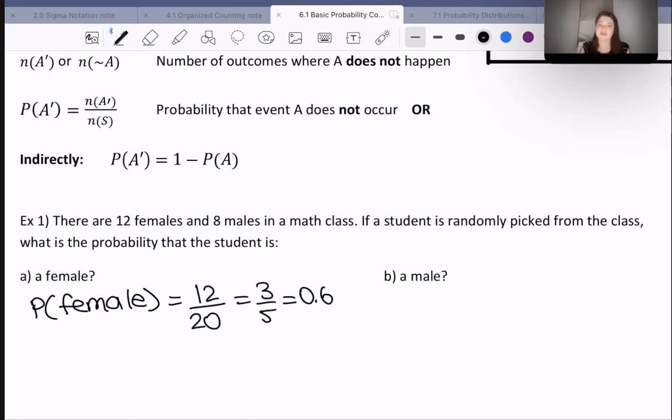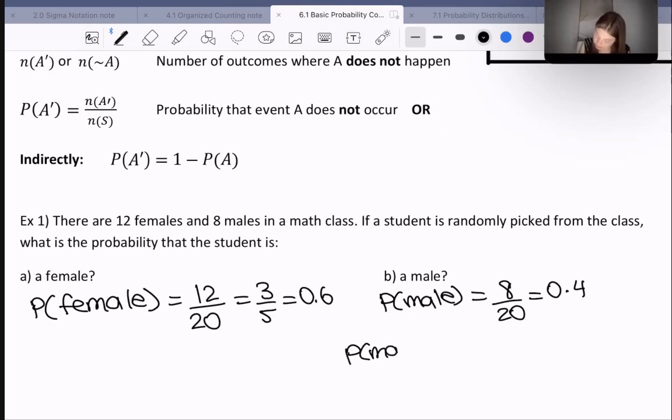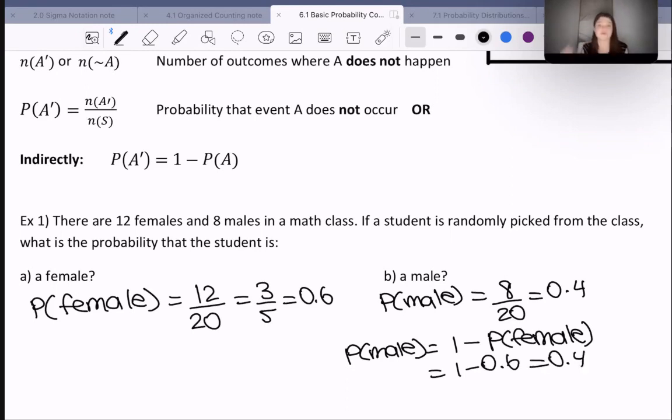Now, what's the probability we'll select a male? There are actually two ways we could solve this. We could solve this directly and say the probability of a male is going to be 8 over 20, which is 0.4, right? Because there's 8 males and 20 students total. Or another way we could solve this is to say the probability of male is going to be 1 subtracted from the probability of female, because that's the only other option in this situation, right? So we have 1 minus 0.6, which is equal to 0.4. So either one of these ways is perfectly valid. I wouldn't say that one or the other is necessarily more efficient, because they're both only a couple of lines long. So whichever one you prefer is totally fine.